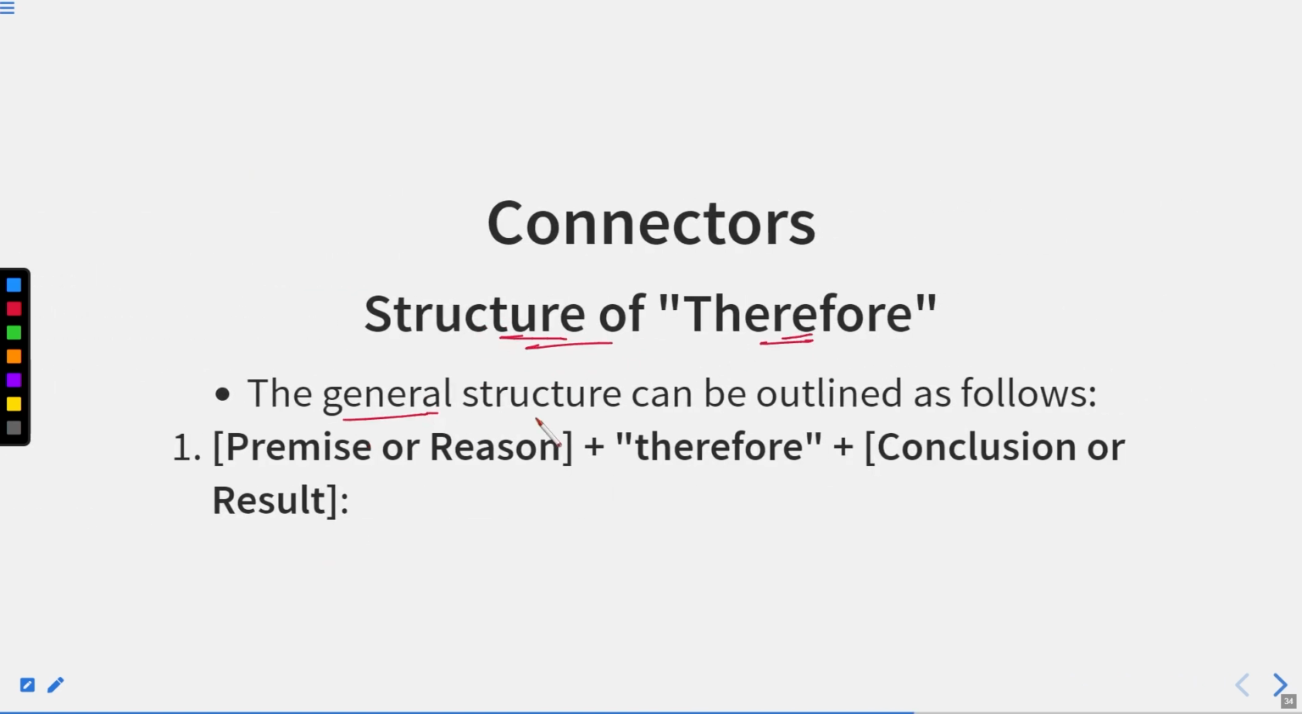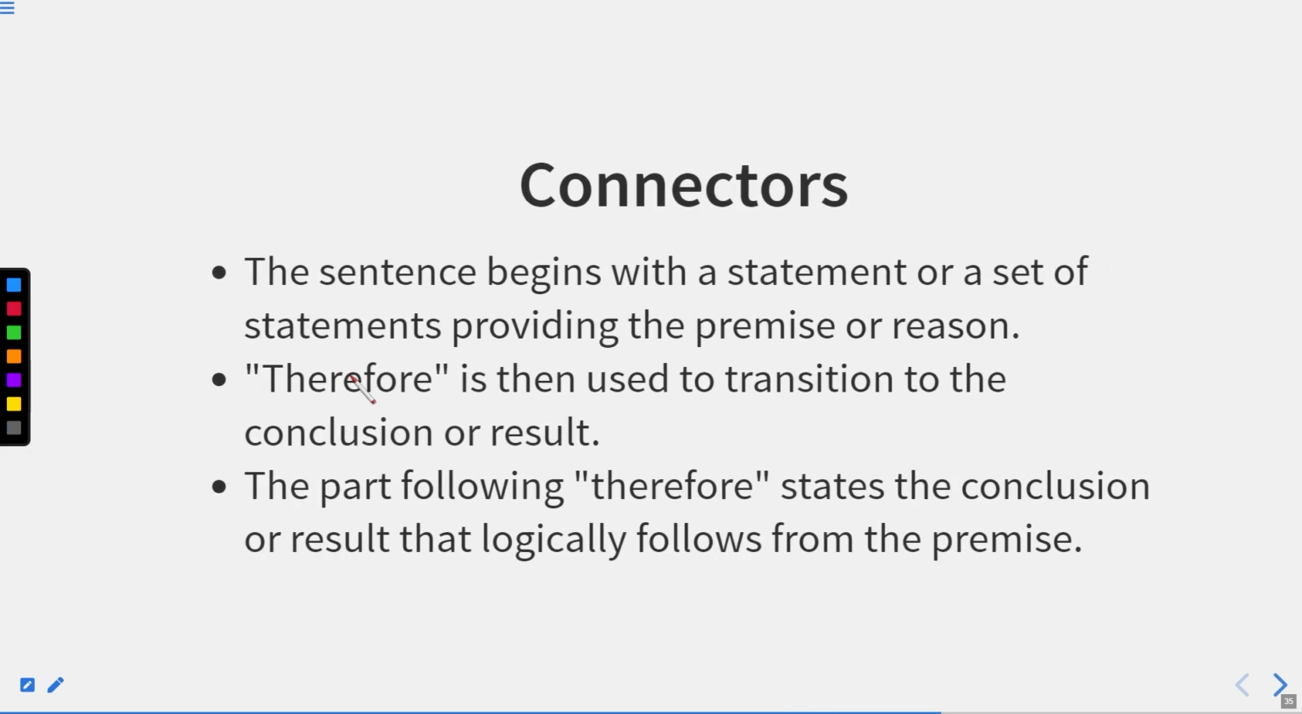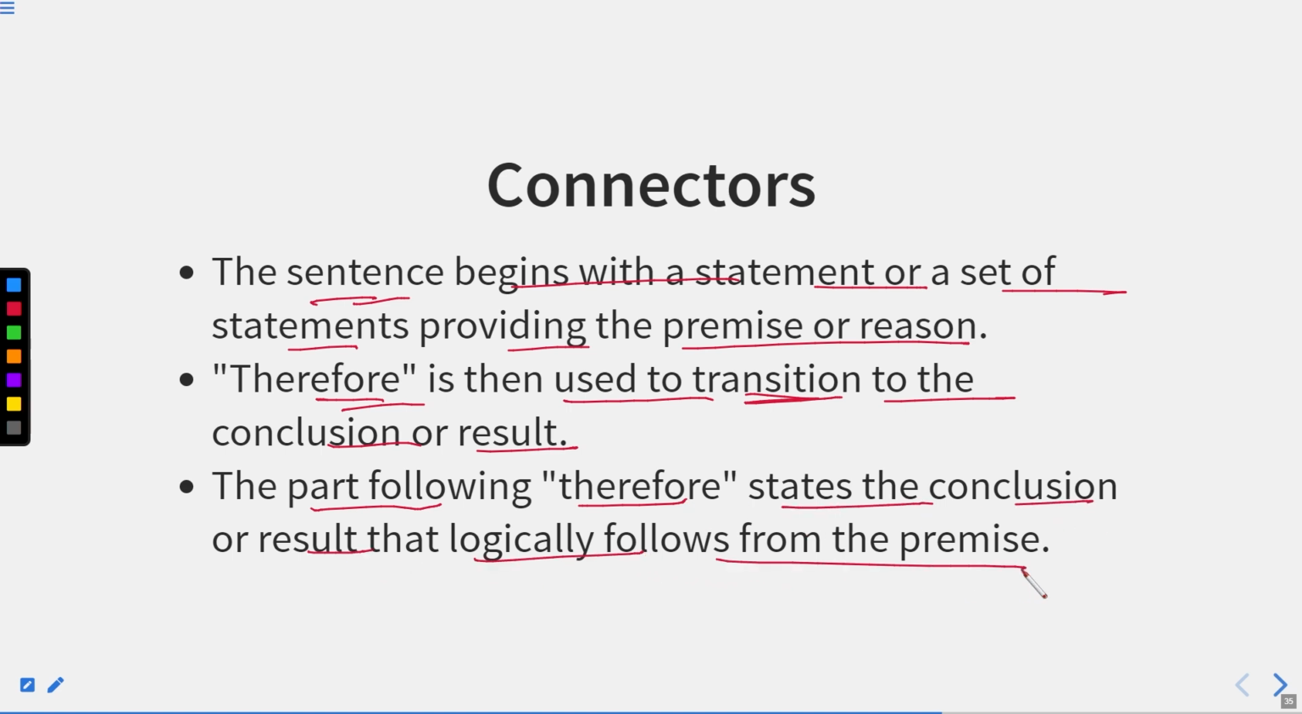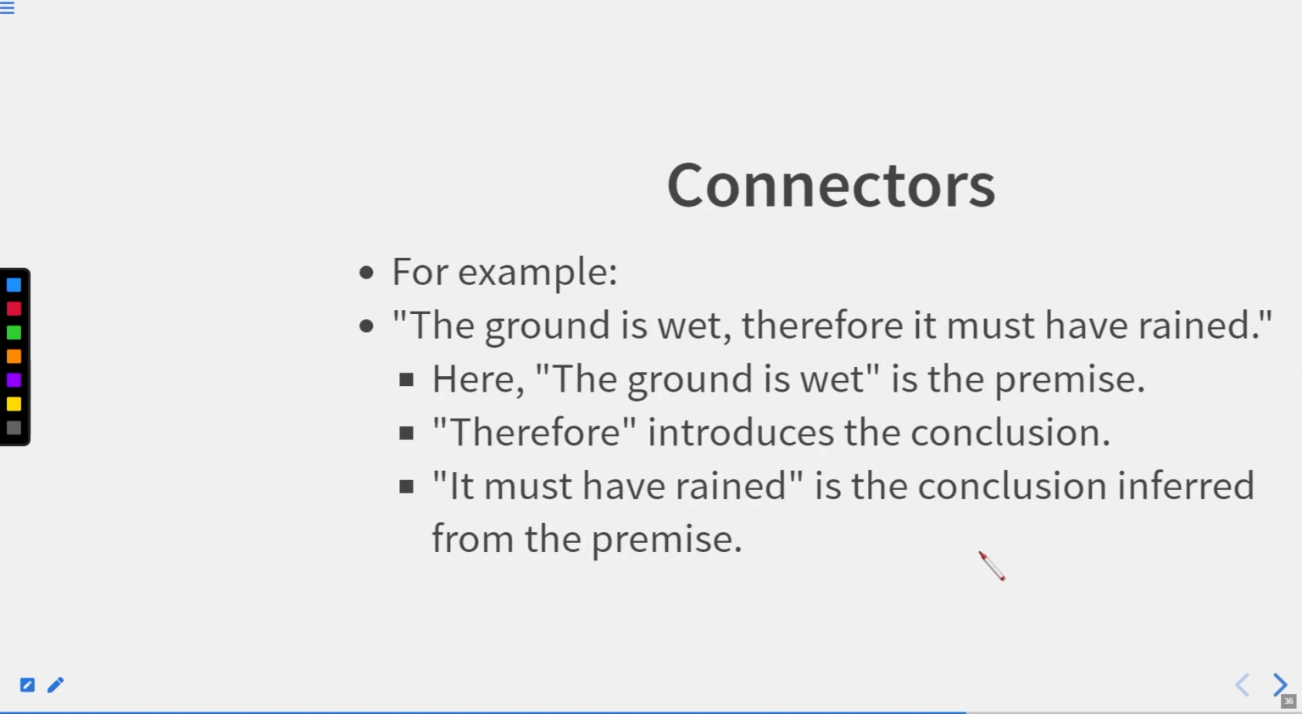Structure of therefore. The general structure can be outlined as follows. First of all, premise or reason, then therefore, and then conclusion or the result. The sentence begins with a statement or a set of statements providing the premise or reason. Therefore is then used to transition to the conclusion or result. The part following therefore states the conclusion or result that logically follows the premise.